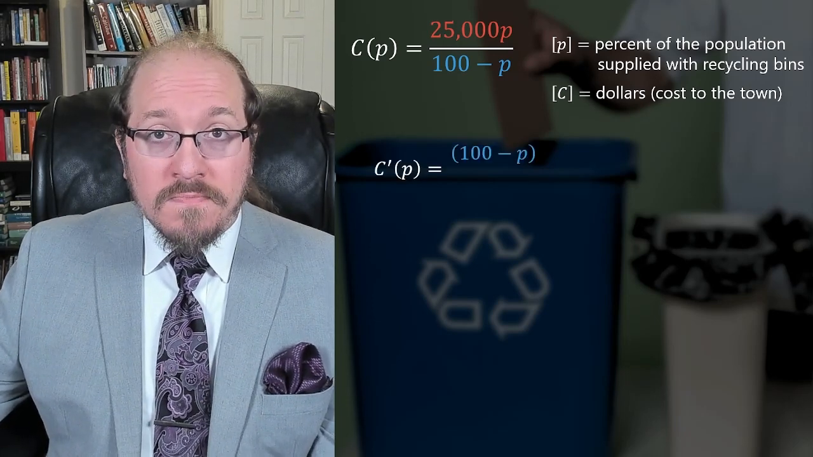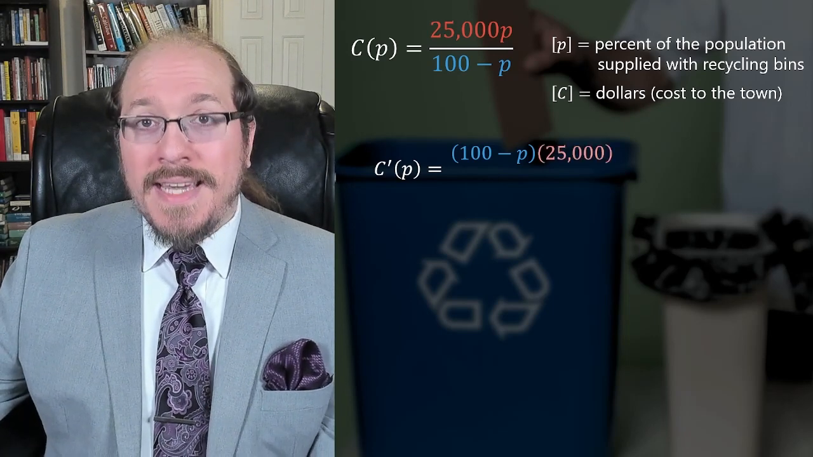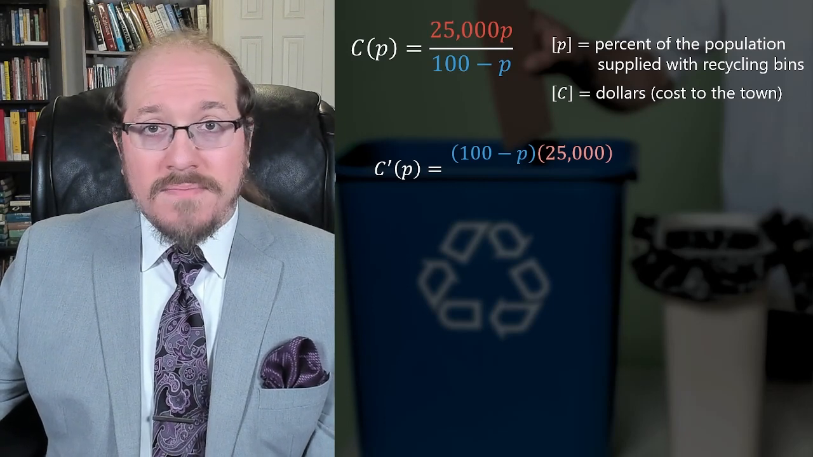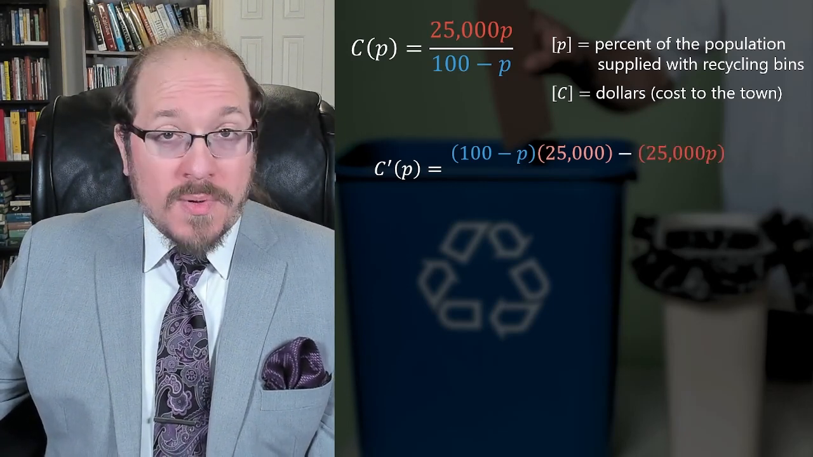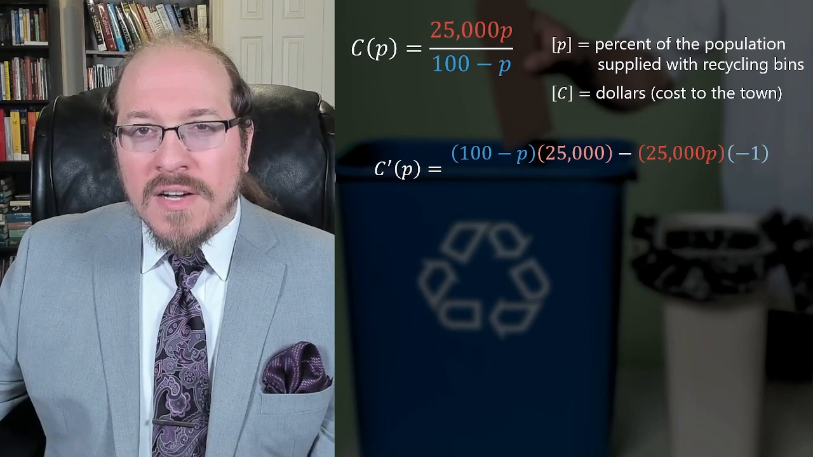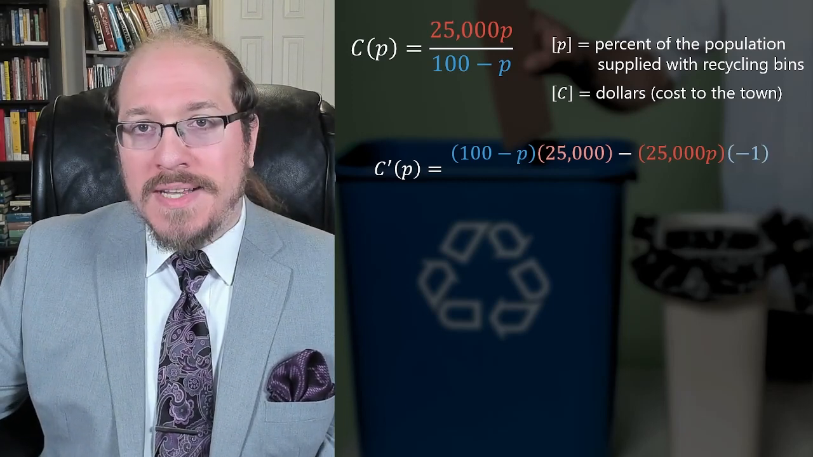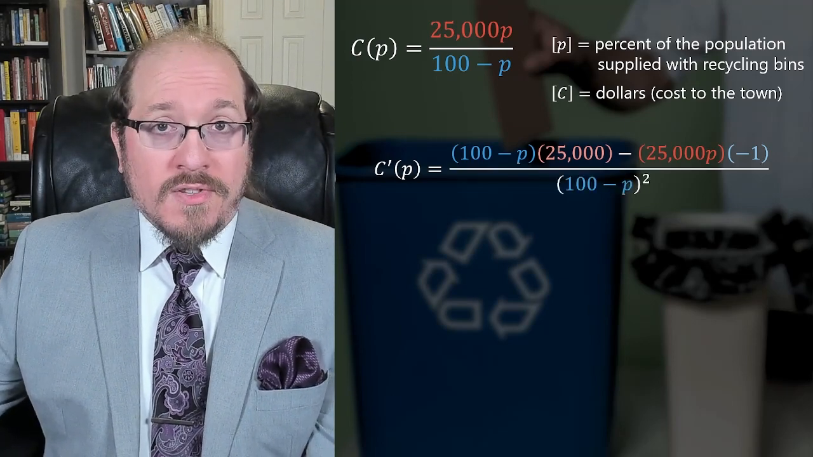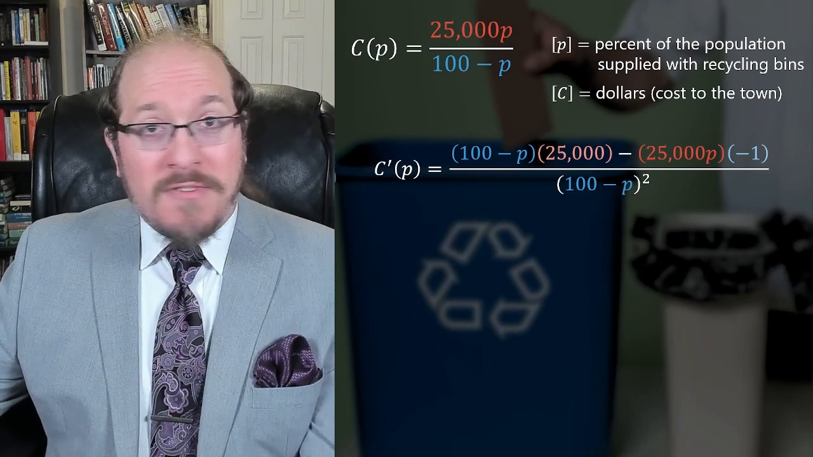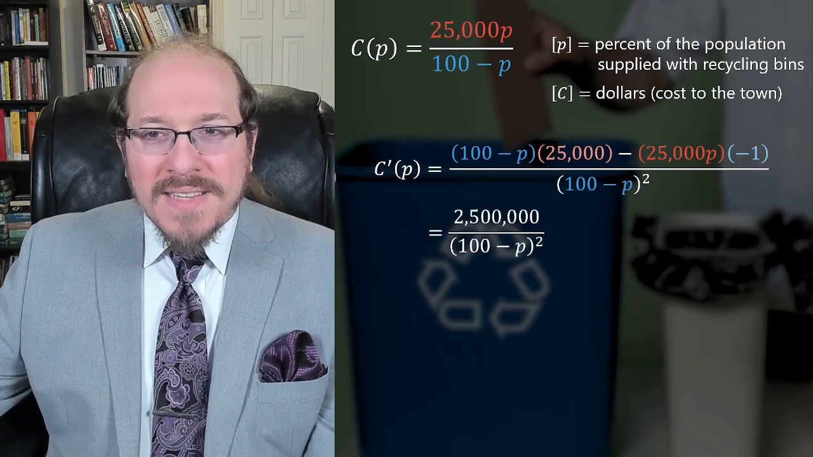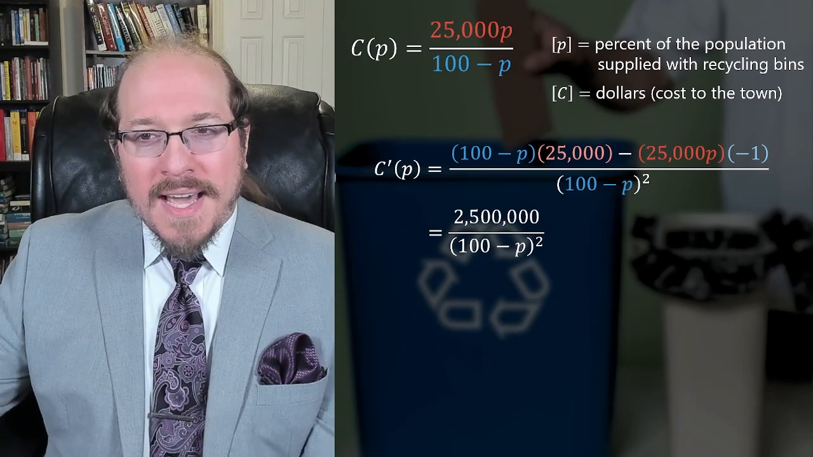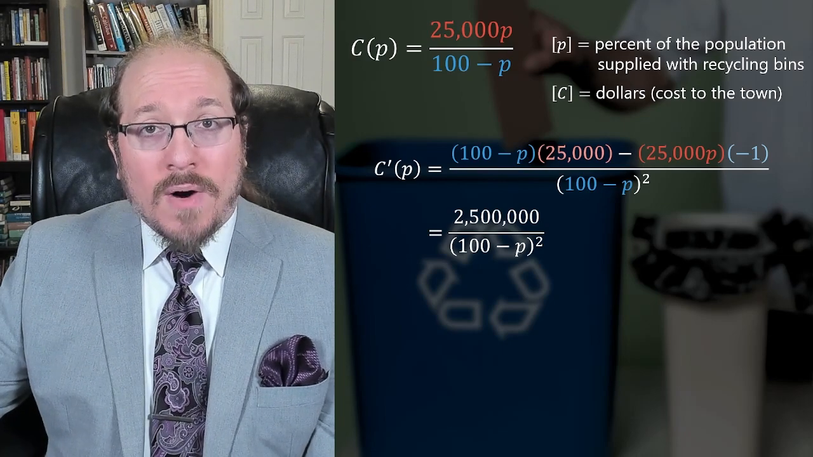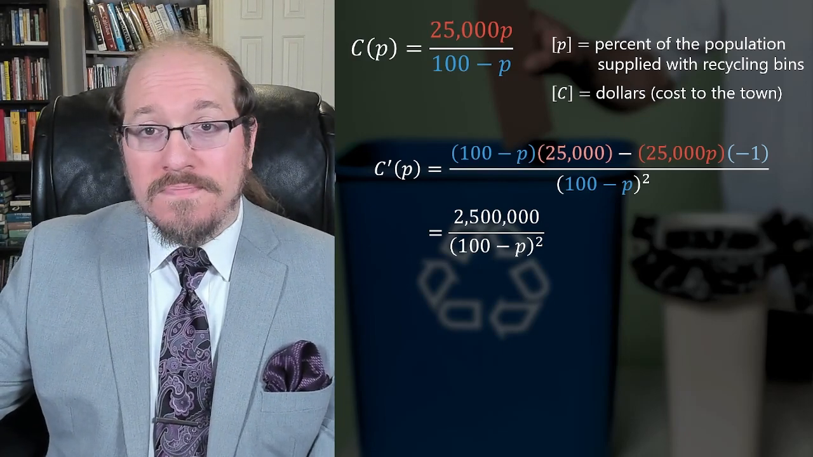We've got low, 100 minus p, times d high, the derivative of 25,000p, which is 25,000, minus high, 25,000p, times d low, the derivative of 100 minus p, which is negative 1. Square the bottom, so 100 minus p all squared, and off we go. There's the derivative. If we clean things up a bit by multiplying out the numerator, it actually simplifies even more, and we end up with 2.5 million divided by the quantity 100 minus p squared.